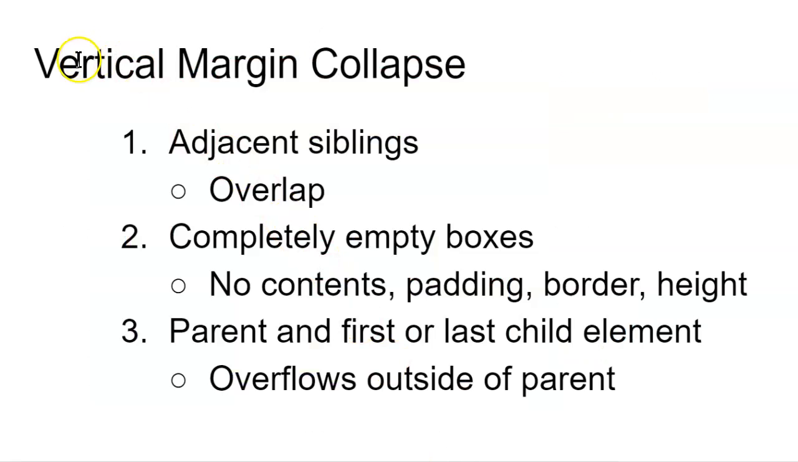I want to talk about vertical margin collapse. There's three situations where your margins, the vertical margins, up in the top and bottoms, can partially disappear or collapse. First one is adjacent siblings. When you've got two boxes on top of each other, when they overlap in the middle, the margins are less than what you might expect. Let me show you.